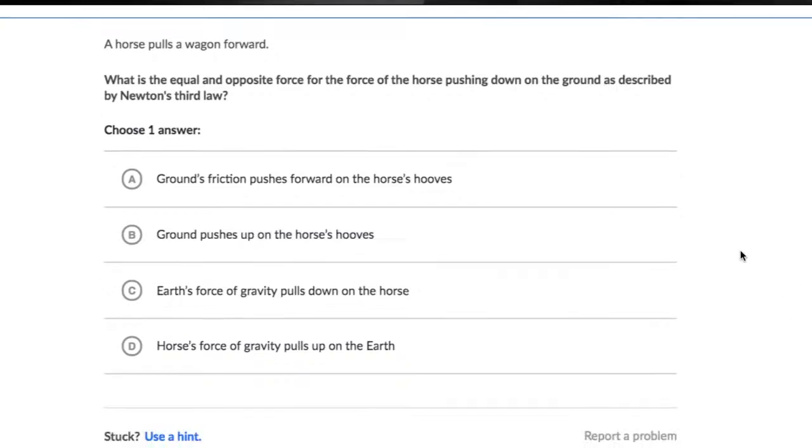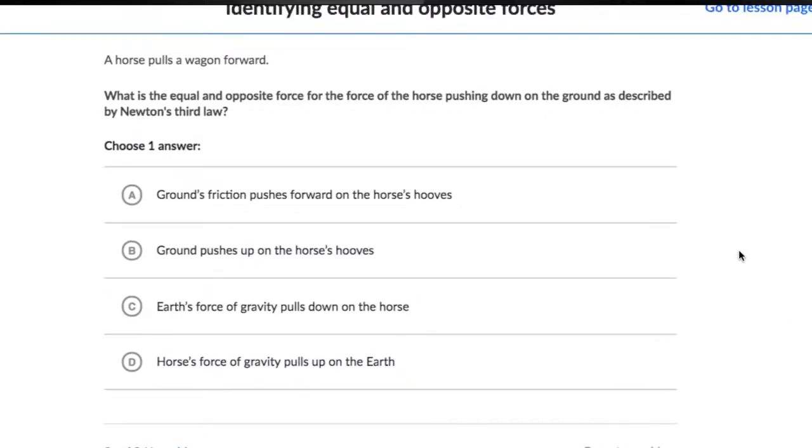Next question. A horse. This question is based on Newton's third law, action and reaction. What is the equal and opposite force for the horse pushing down on the ground, described by Newton's third law? Is it clear? The horse pushing down on the ground. So, what is the equal and opposite force?